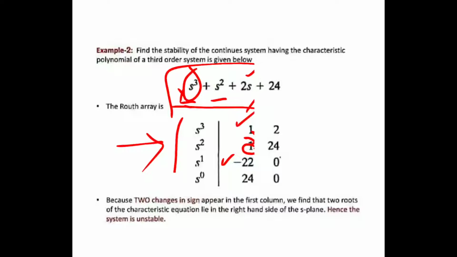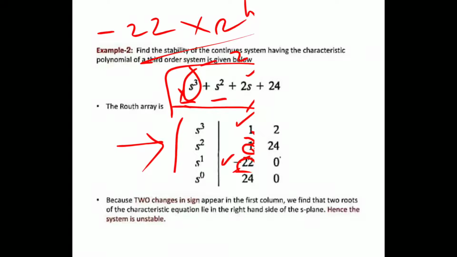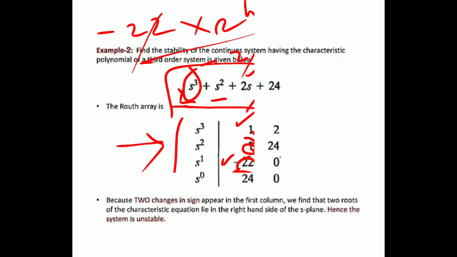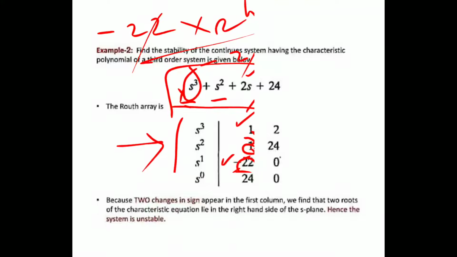Then the last row element, the 24, occurs. How did it occur? Minus 22 into 24 minus 1 into 0, divided by this term, minus 22. So minus 22 into 24, divided by minus 22. The minus 22 gets cancelled, and we are getting 24.